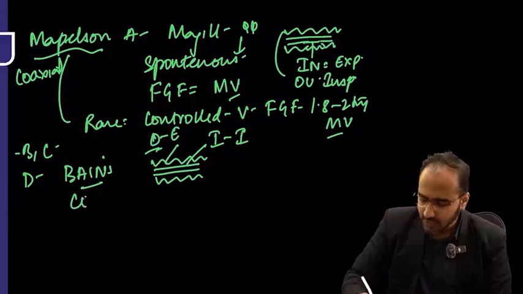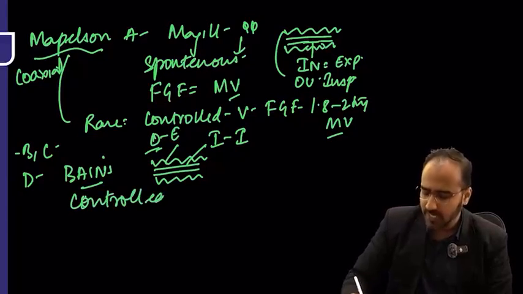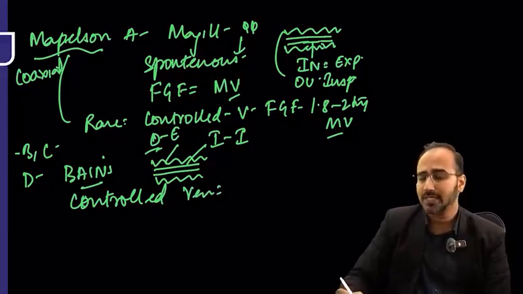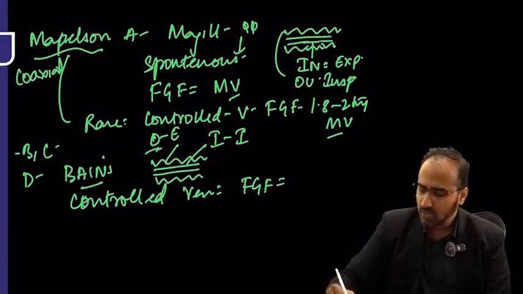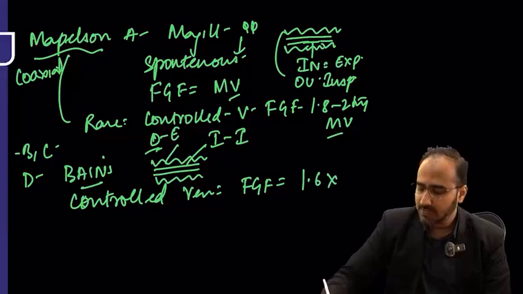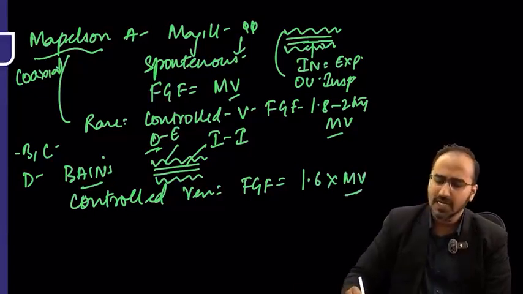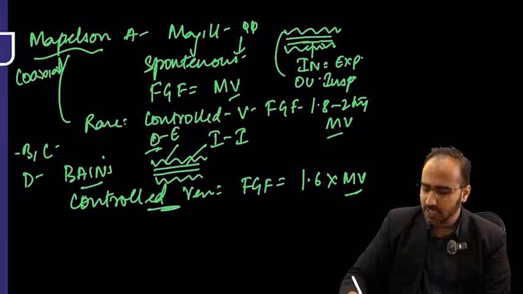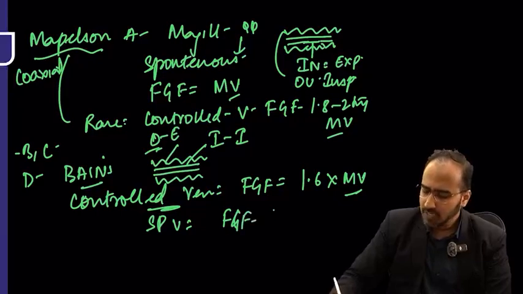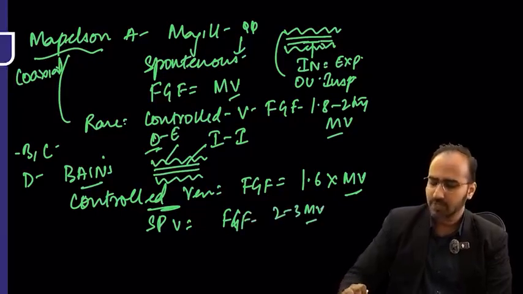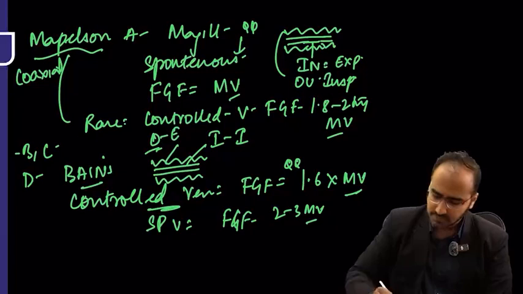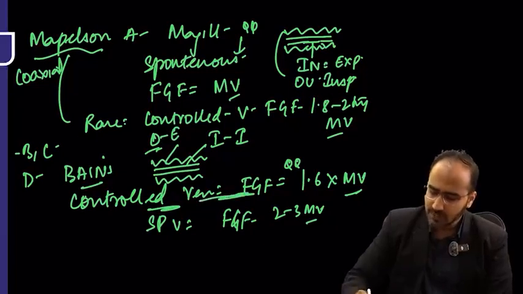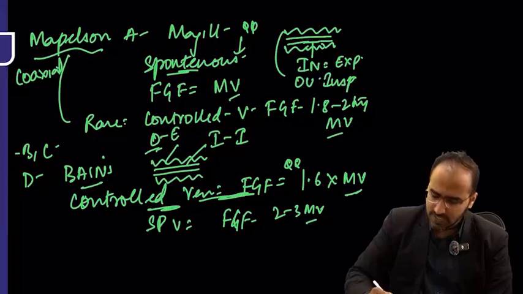This is a circuit of choice for controlled ventilation. Very, very important. And whenever you are using the circuit for controlled ventilation, the fresh gas flow should be equal to how much, guys? 1.6 times the minute volume. If you are using it for spontaneous ventilation, then the fresh gas flow should be 2 to 3 times the minute volume. Okay. Anyways, guys, you have to remember the controlled values only. Control values for this and spontaneous values for this. Okay. So this is regarding D.